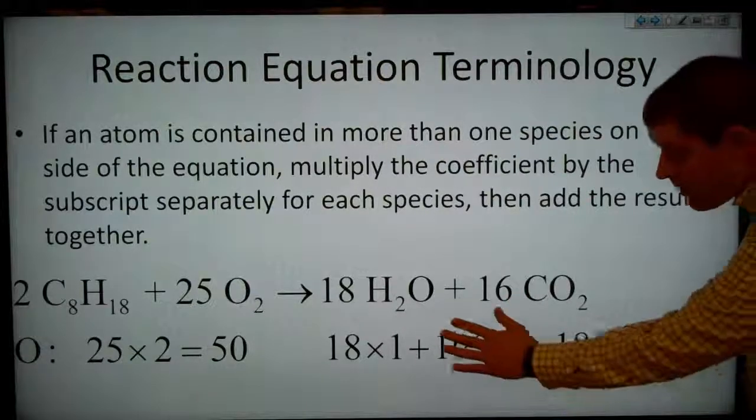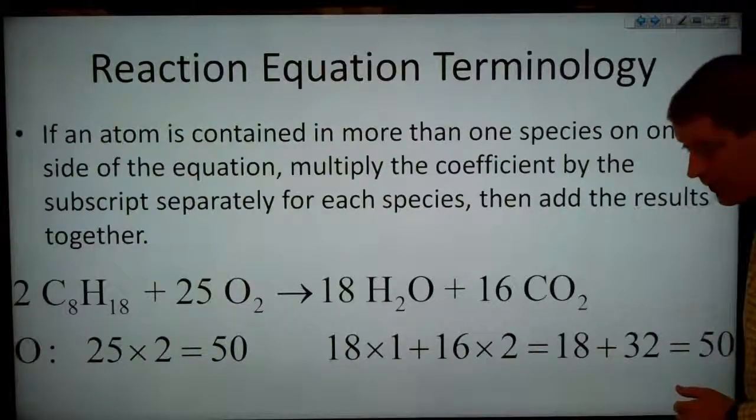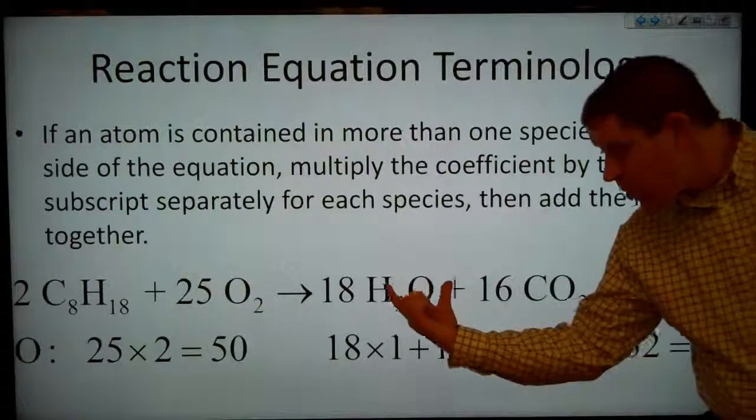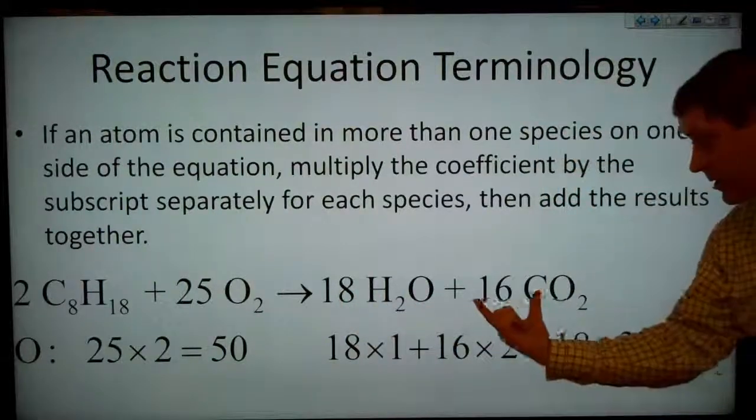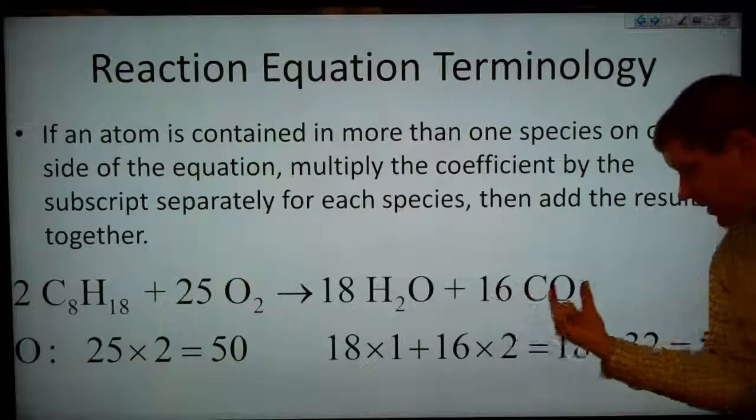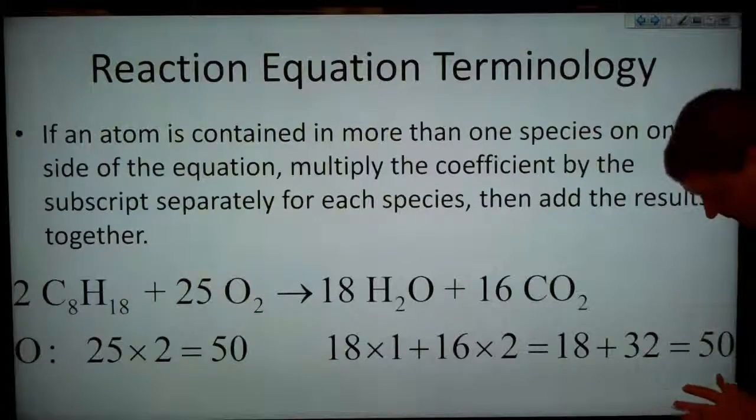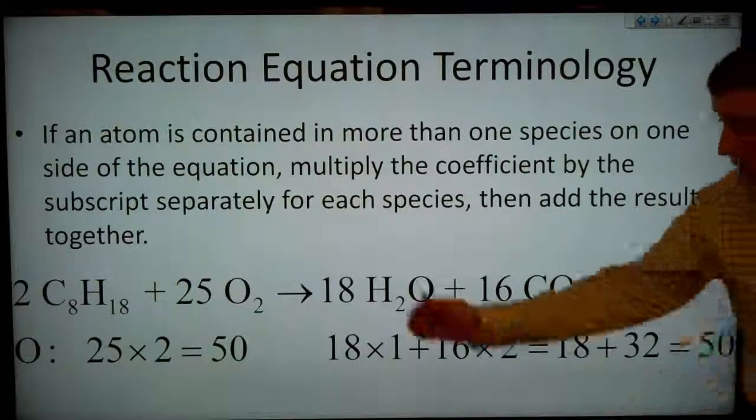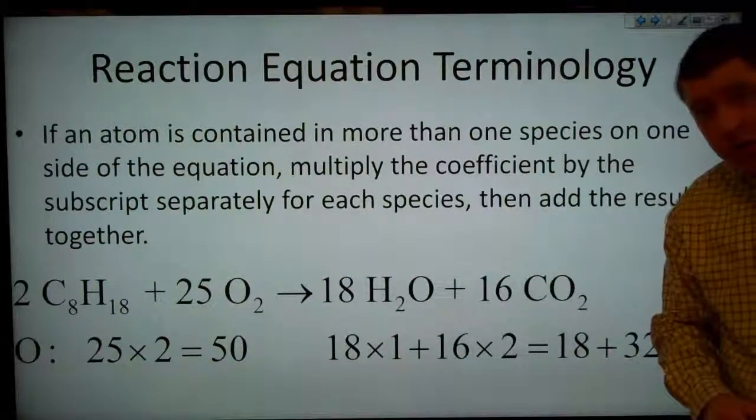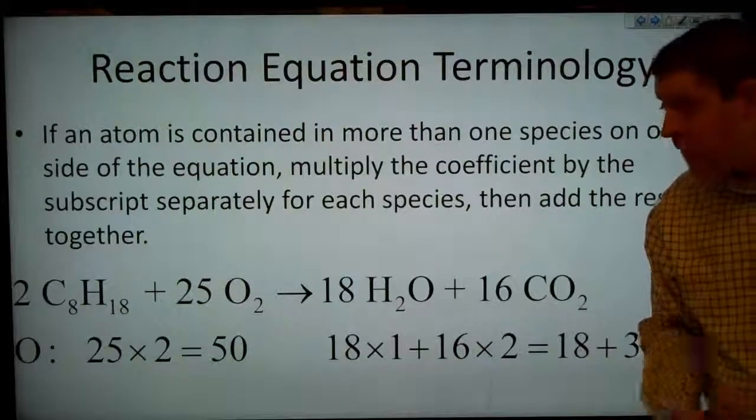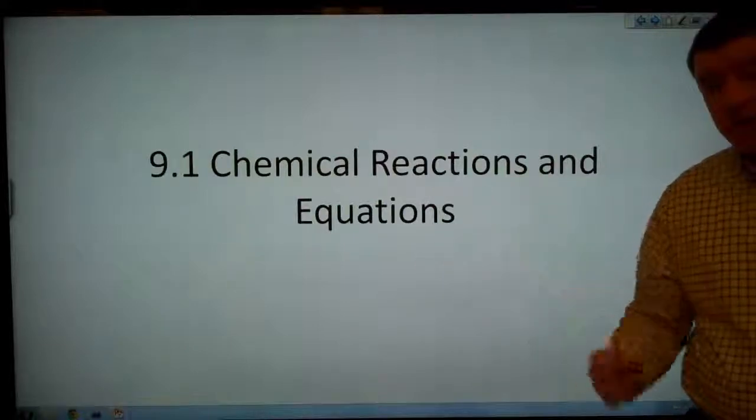But on the right side, we now have oxygen here in our water, but we also have some oxygen over here in our carbon dioxide. And this means that now we're going to do the same thing that we did before, 18 times 1, plus now the oxygen that we have over here, 16 times 2. So that gives us 18 plus 32, which is 50. And now you can see that we have 50 oxygen atoms on the left, 50 oxygen atoms on the right, so we're balanced for oxygen. There are no other atoms involved, and so the chemical reaction is balanced. And that was chemical reactions and equations.